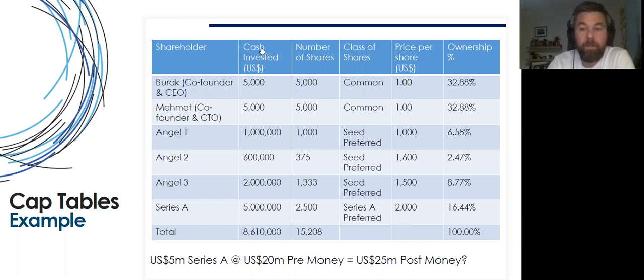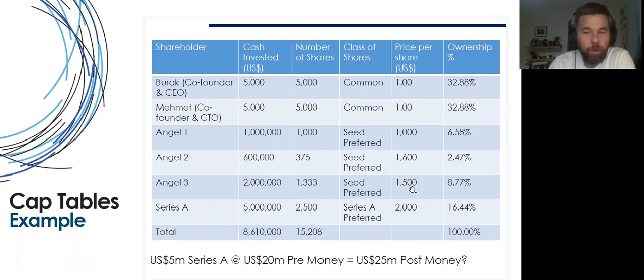You arrive at, if you can see my cursor, the $1,000 per share price over here. They got seed preferred shares. The angel two guys had no cap, but a 20% discount. So they converted at a pre-money of 16 million. So they paid 1,600. And then the last guys had a cap of 15 million and a discount of 20.